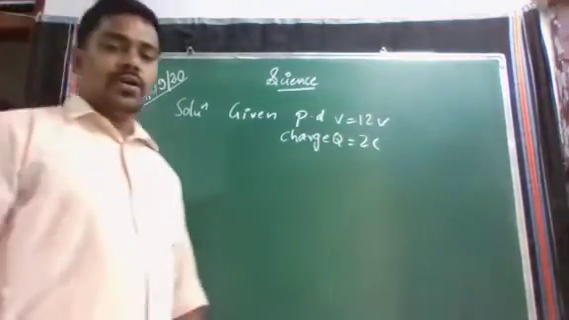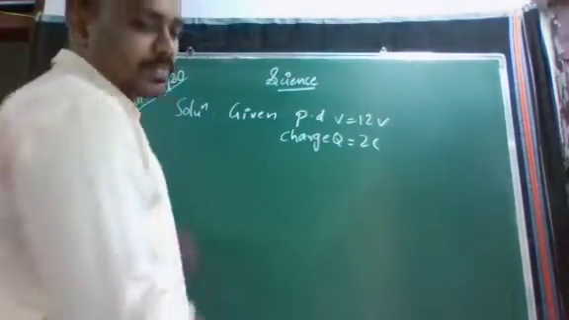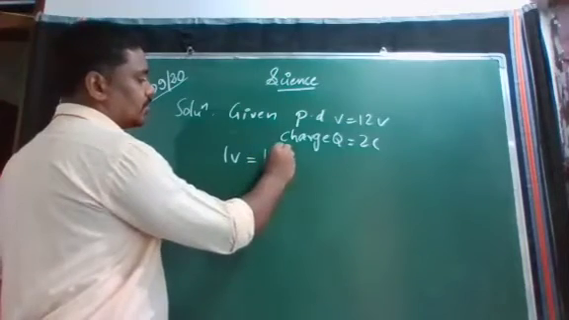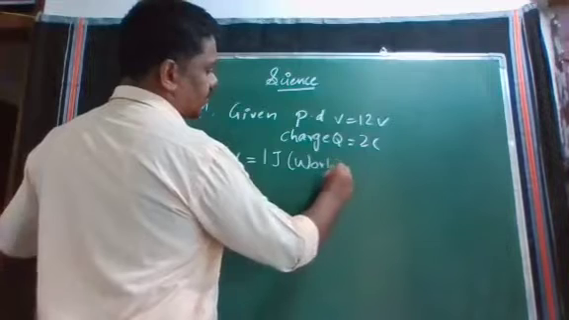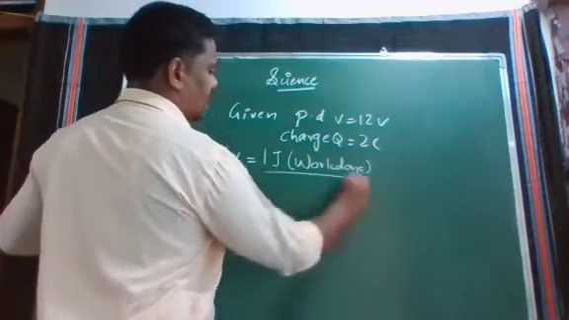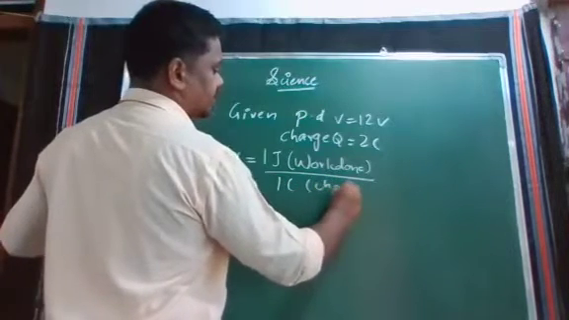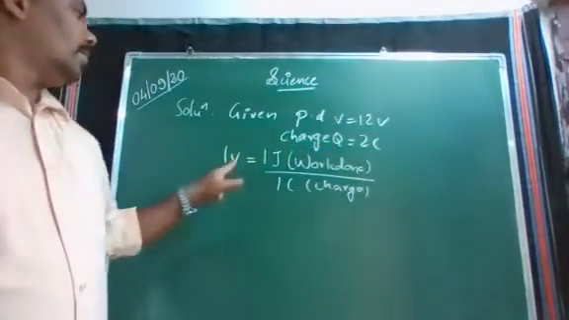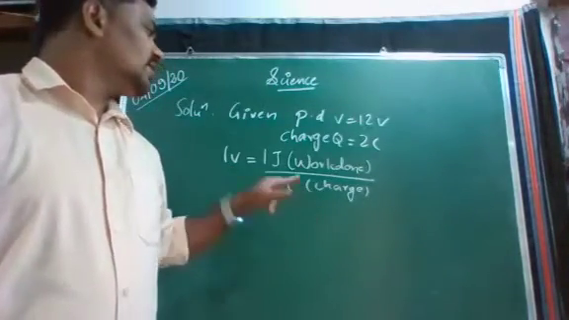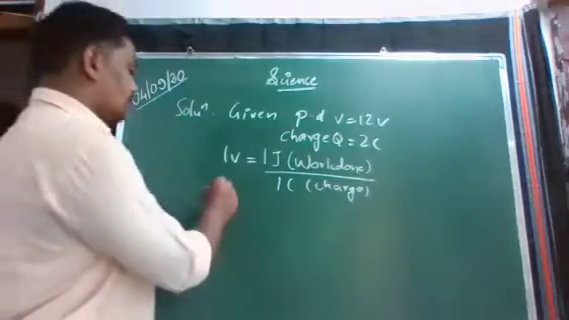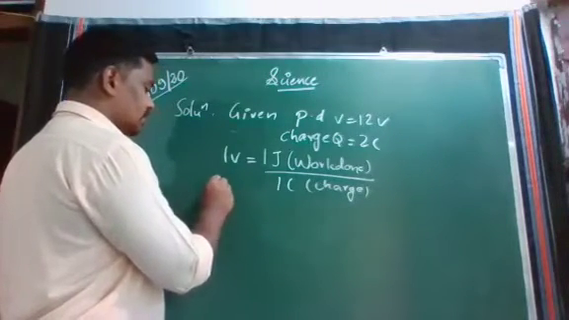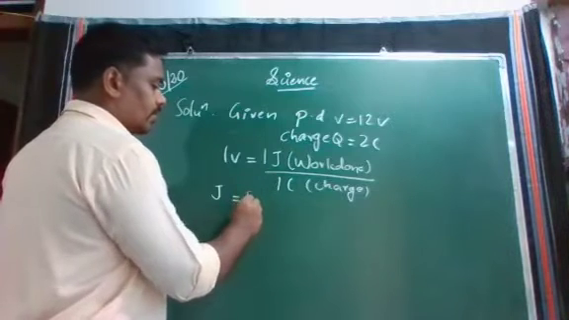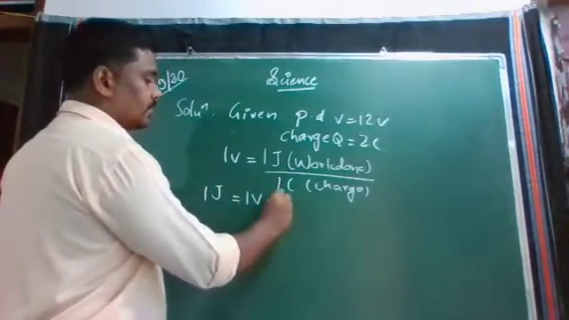So we already studied that 1 volt is equal to 1 joule, which is work done, by 1 C, which is the charge. Okay. So, here potential difference and charge are given, we want to find work done. So, we are taking work done here, J. Work done, J is equal to 1 volt into 1 coulomb.